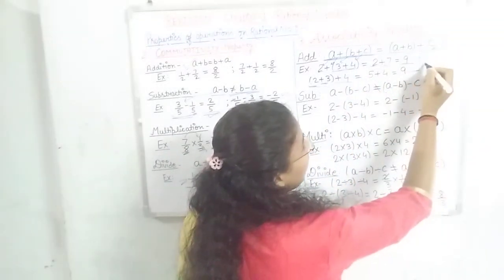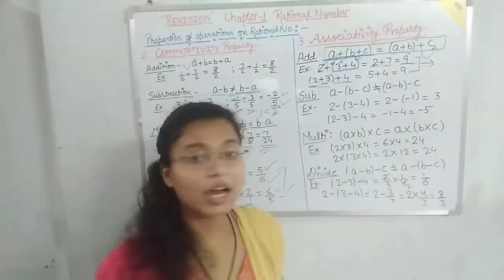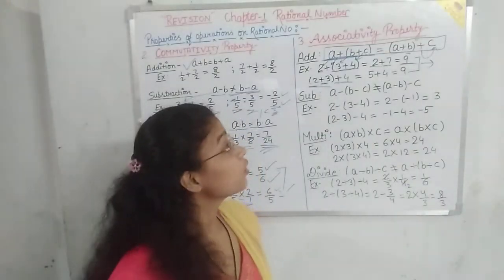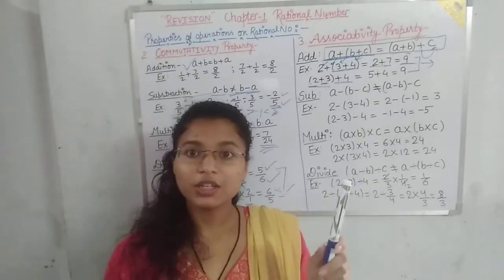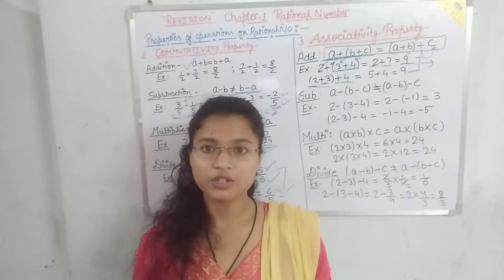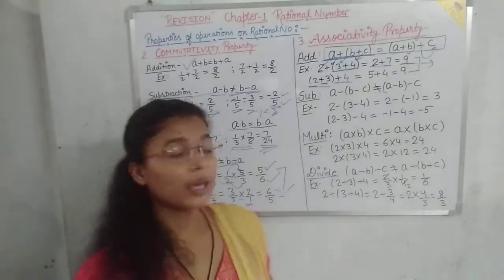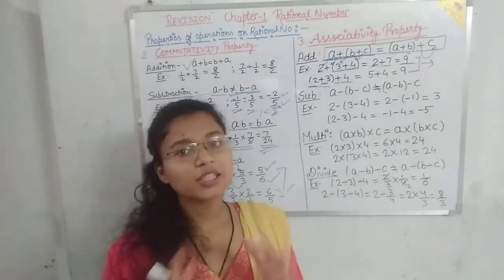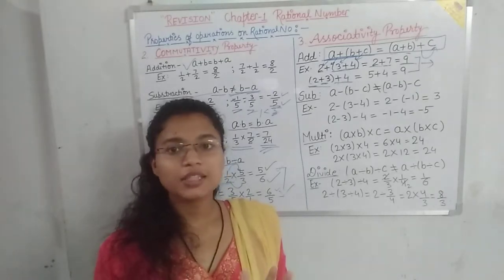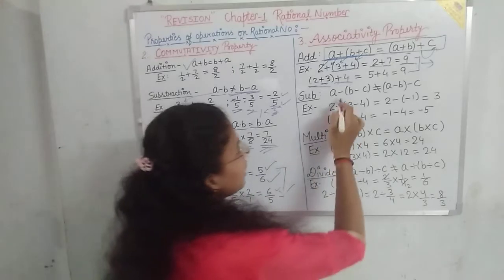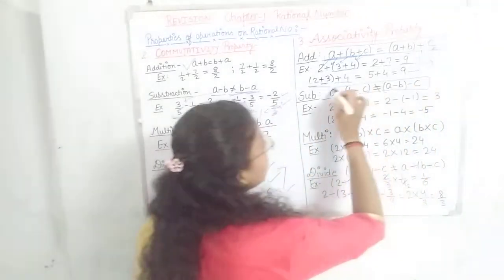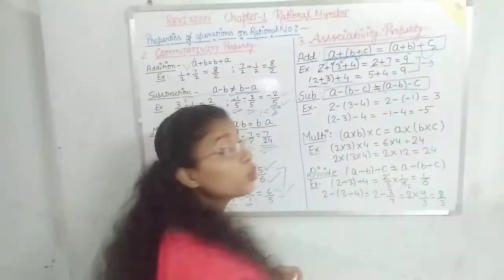For both the right hand side and left hand side, the answers are same. You can clearly see the answers are same. That means the addition is associative for rational numbers. Now same for the subtraction. Addition and subtraction, all conditions are same, only the signs are different. And for the subtraction, the necessary condition is this, but they both are not equal.